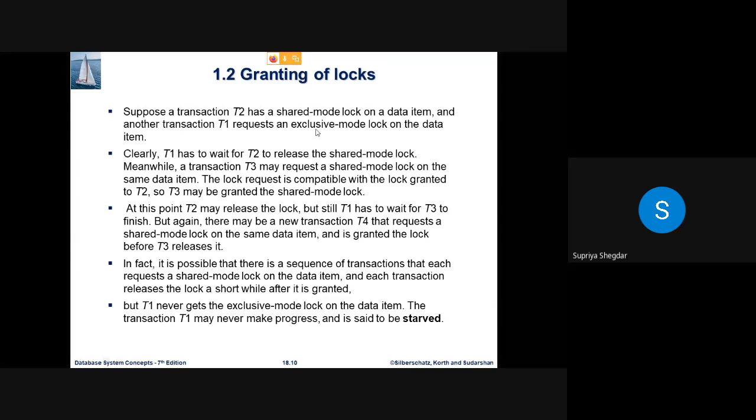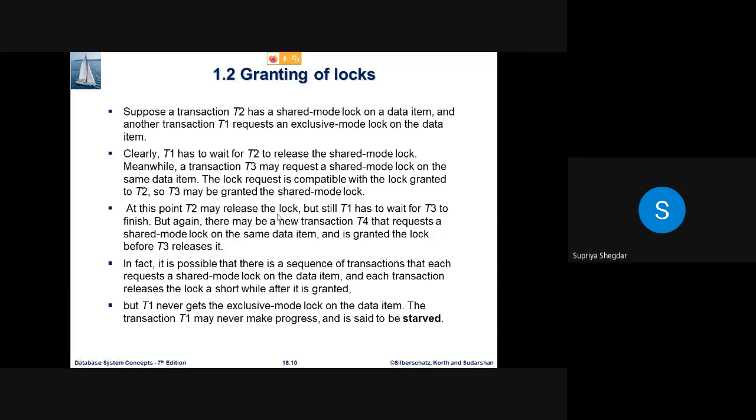We have seen that shared locks are compatible. So if another transaction T3 is requesting the shared mode lock on the same data item, this request is compatible, and the concurrency control manager grants the shared mode lock on the data item to transaction T3. Now suppose transaction T2 releases the lock. Still, transaction T1 has to wait for T3 to finish, because currently that data item is held by T3, which has been granted the shared mode lock on the data item.